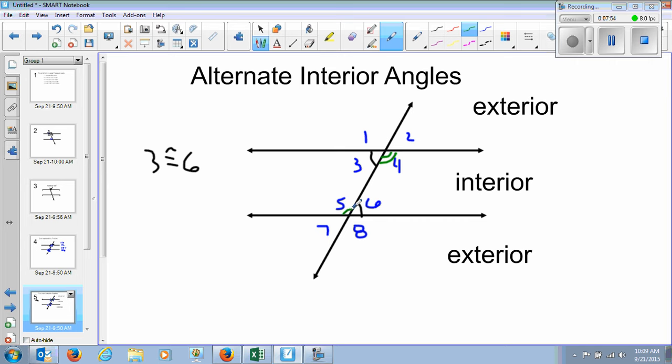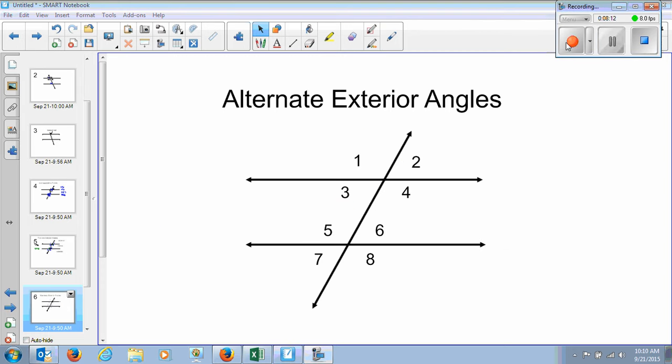and I see that angle 4 and angle 5 are also alternate interior angles. And they are congruent to one another. So angle 4 is going to be congruent to angle 5. Whatever the measure of angle 4 is, angle 5 also has that measure. So 3 and 6 are alternate interior, 4 and 5 are alternate interior.